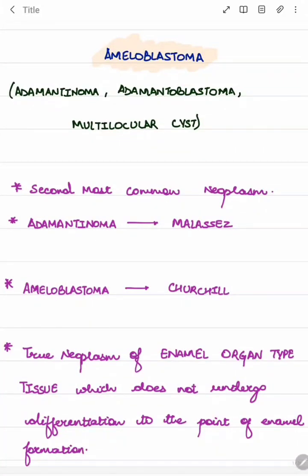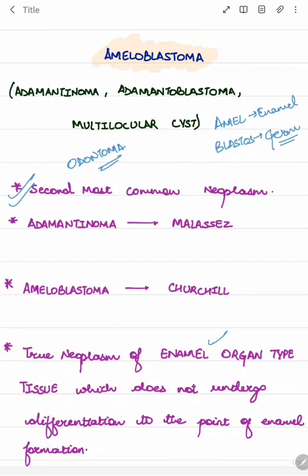Hey all, so today we will discuss ameloblastoma, which is the second most common neoplasm, and the first one is odontoma, as we all know. So ameloblastoma is made up of two terms, amel and blastos, where amel stands for enamel and blastos simply means germ. So it is a true neoplasm of enamel organ type of tissue, which does not undergo differentiation to the point of enamel formation. So no enamel is formed in such type of neoplasm basically.